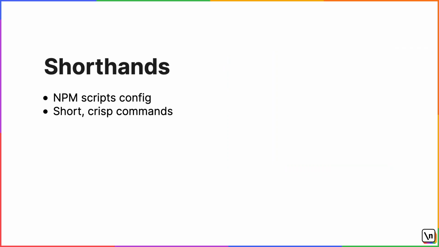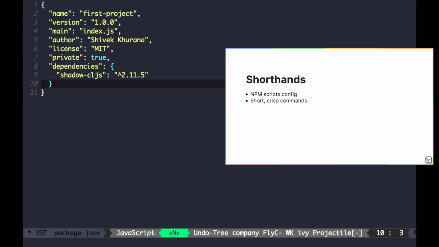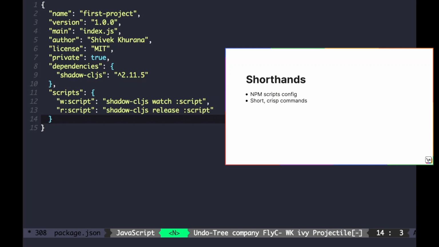Typing the entire build command can sometimes feel tedious. It's my personal practice to add these commands to npm scripts so they become easier to use. We can add the following shorthands to package.json's scripts configuration. Now, instead of using yarn shadow-cljs watch script, we can use yarn w:script, which is more pleasant than the original version.